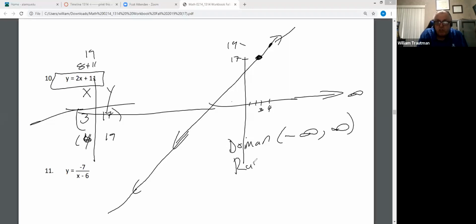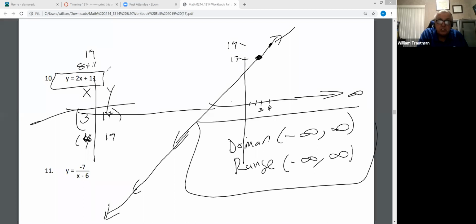The range for linear equations, also, the lowest part, this graph is going down to negative infinity, and it's going up to positive infinity. Domain and range for linear equations are usually negative infinity to infinity. The domain and the range. The x's go on forever, and the y's up and down go on forever.